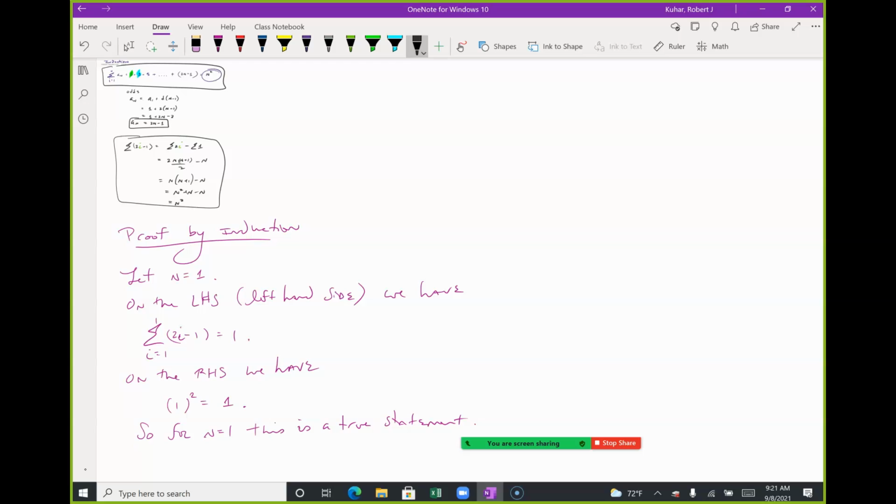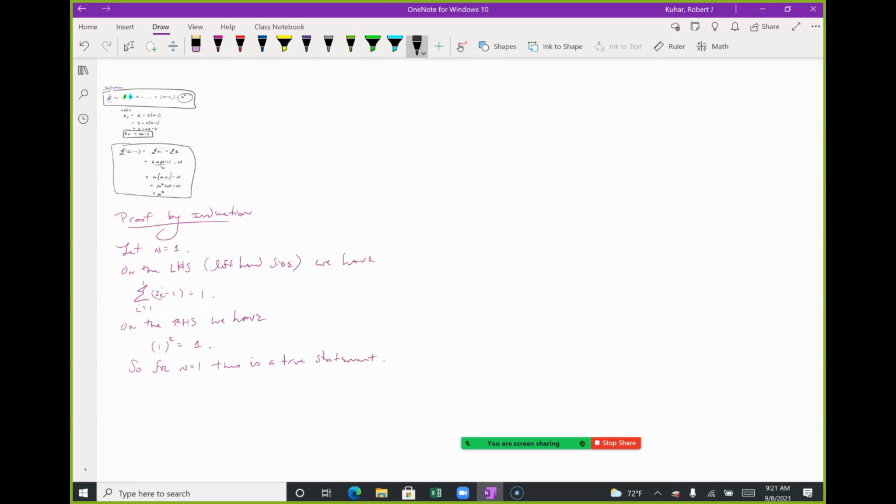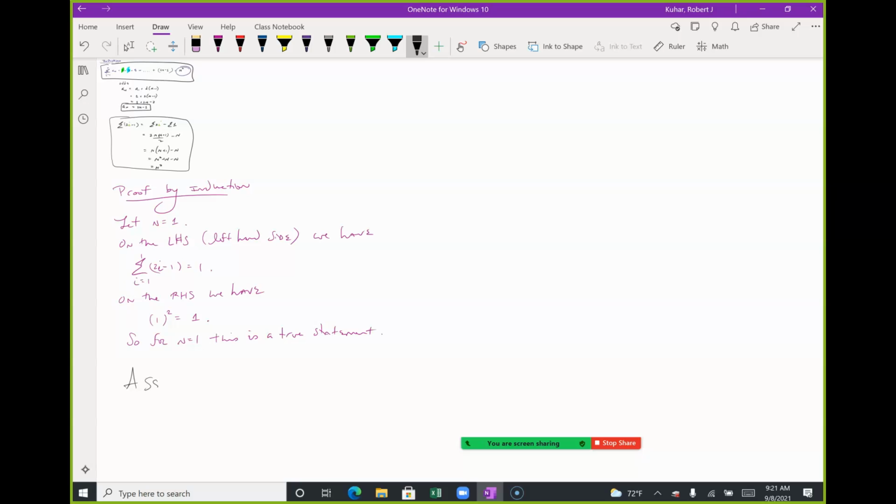So kind of informal right now, right? I'd probably like you to write it for 1, 2, and 3, maybe mentally check for 4 and 5. But then what do we do? We are going to assume it's true for k. Assume the sum is true for k.